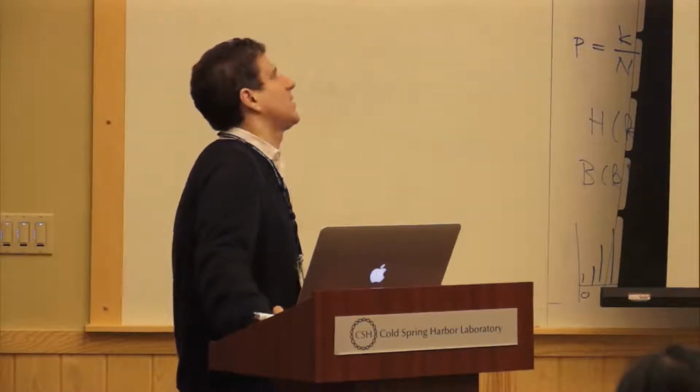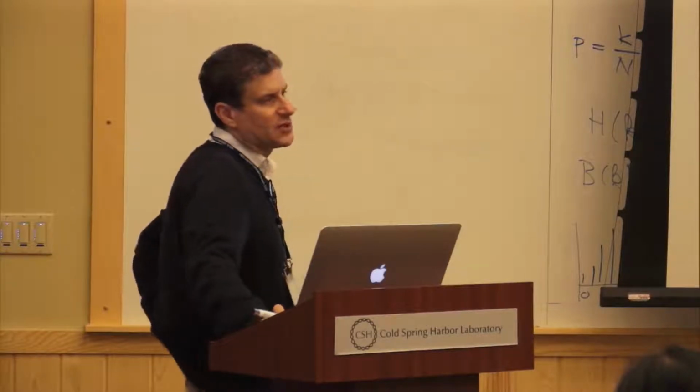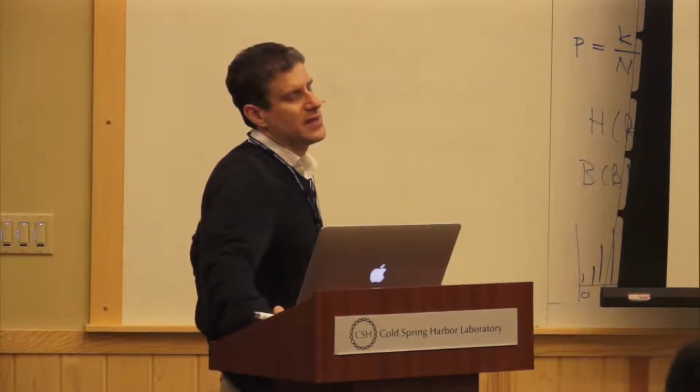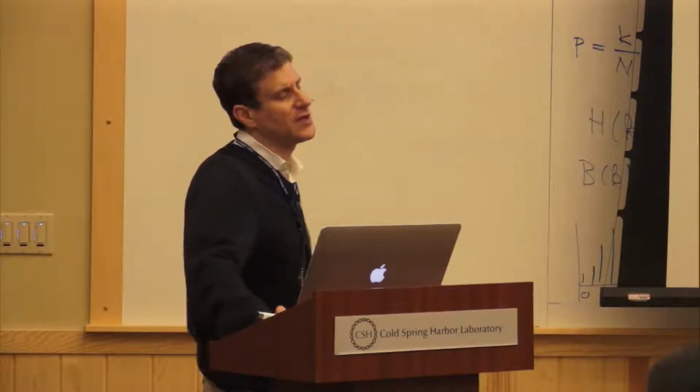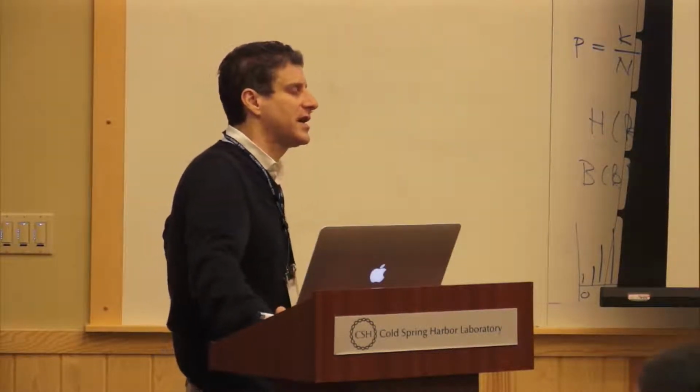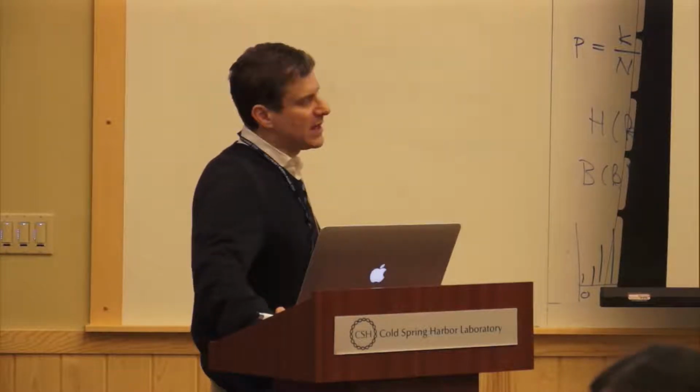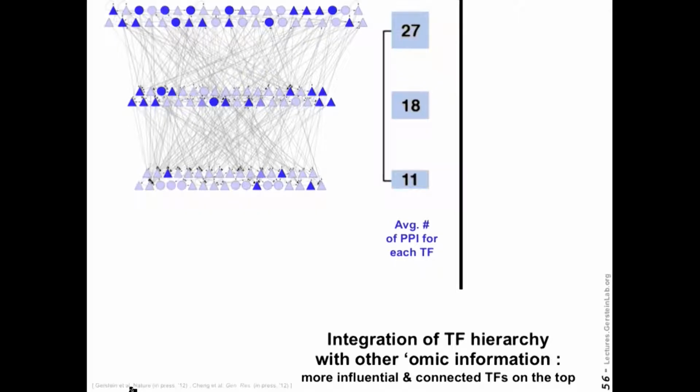And then you can ask, maybe, again based on social intuitions, that somehow the people at the top are better connected. And you can measure that too, in terms of the factor hierarchy, by measuring the connectivity in other networks, say the protein interaction network, the phosphorylation network. And lo and behold, what you see is the factors at the top tend to be better connected than those at the bottom.